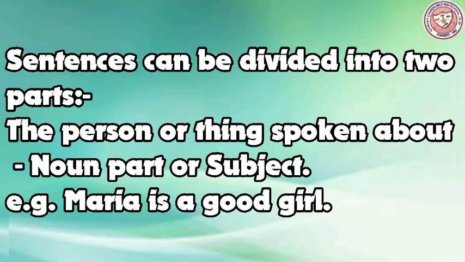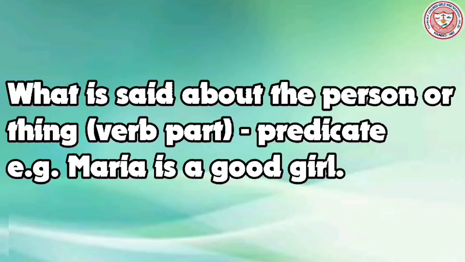For example, Maria is a good girl. Here we are talking about Maria. So, Maria is the subject. Then, what is said about the person or thing, that is the verb part or predicate.